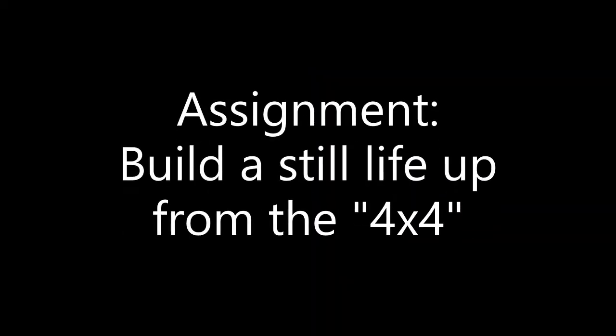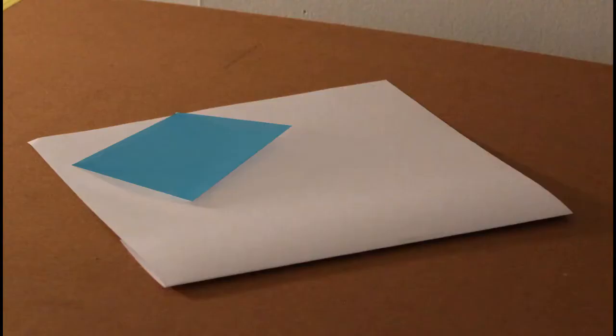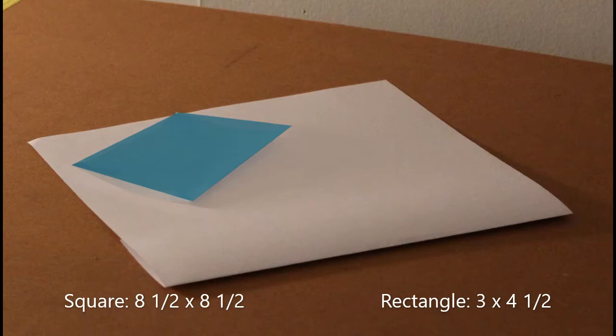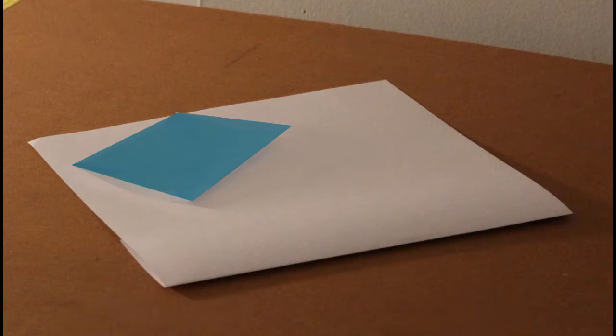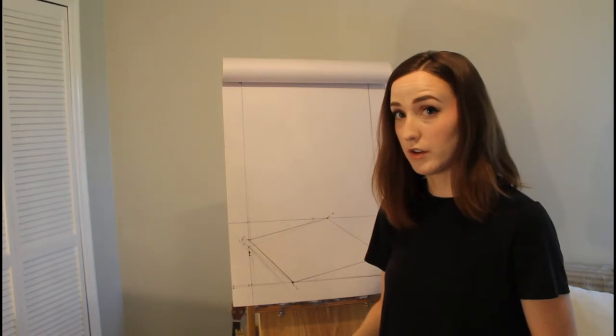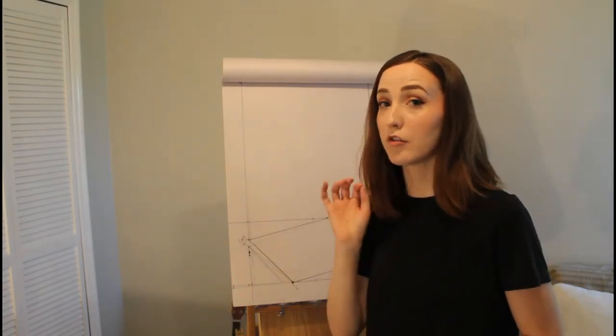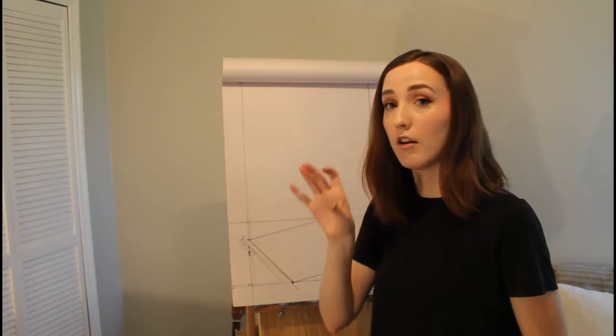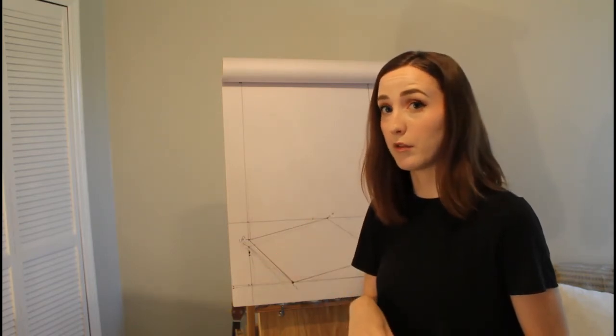For this assignment, you will need the same flat square that you used for the 4x4 assignment. And you'll need a flat rectangle that is smaller than the square. I'm using an 8.5 by 8.5 square and a 3 by 4.5 rectangle that I've cut out of a piece of paper. I've also colored in my rectangle so that I can see it more easily in contrast to the square. So I already have my 4x4 drawn, and now I just need to carefully plot the location of my rectangle on top of my 4x4.